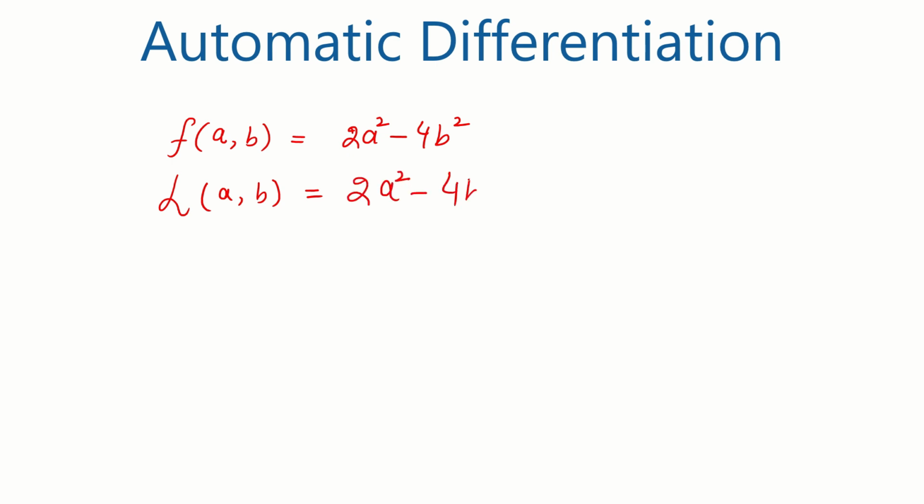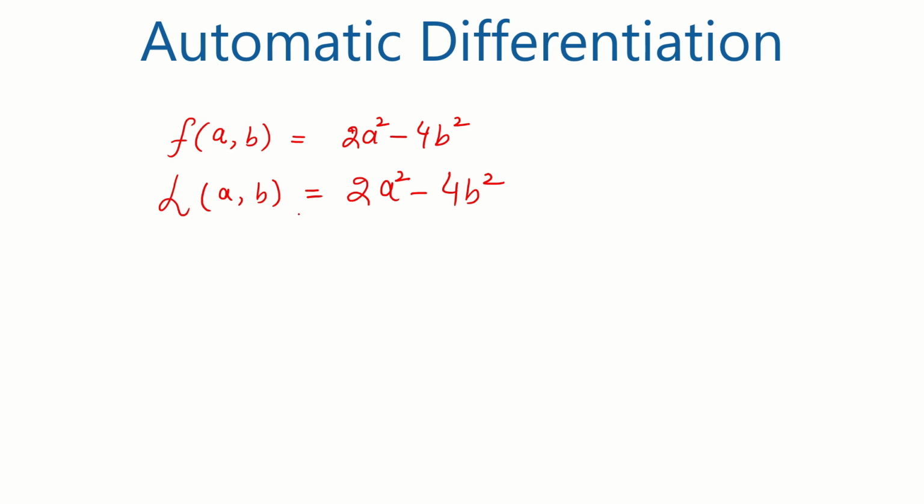Okay, let's take a very simple example to understand automatic differentiation, particularly in PyTorch. Let's say we have a loss function or some function, let's say f, a function of parameters a and b. And let's say this function is 2 times a squared minus 4 times b squared. You can think of this function as a loss function where the parameters are a and b. And this loss function is basically 2a² − 4b².